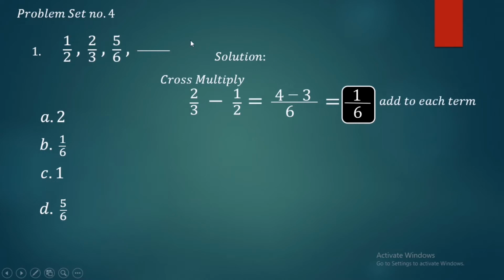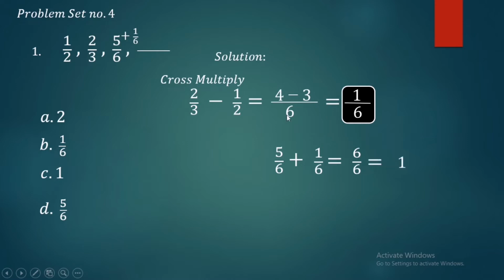So we have here 1/2 plus 1/6. Get the sum, that is 2/3. Then 2/3 plus 1/6, that is 5/6. Then we're going to add this 5/6 by 1/6. So let's solve 5/6 plus 1/6. Since these are similar fractions, add the numerators, 5 plus 1, 6. Then copy the denominator. So 6 divided by 6 is 1. So the answer here is 1.